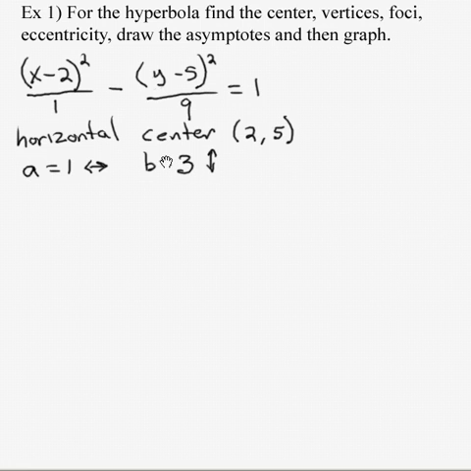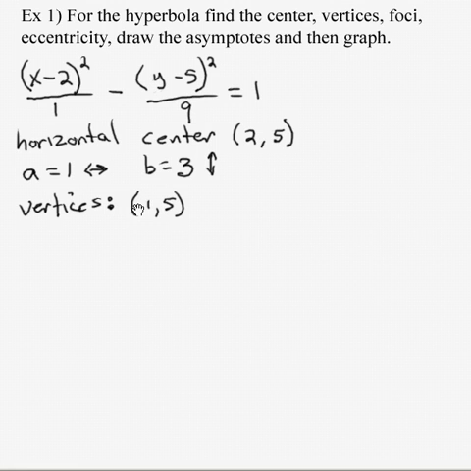Now for an ellipse, we had 4 vertices. Hyperbola only has 2. How do we know which ones they are? Well, it's horizontal. So going left and right 1 from the center will give me those 2 vertices. Only 2 vertices. Left 1, we subtract 1. 2 minus 1 is the point (1, 5). Add 1 to 2 and we get the other vertex, (3, 5), and that's all there is, only 2 vertices for a hyperbola, ellipses 4.